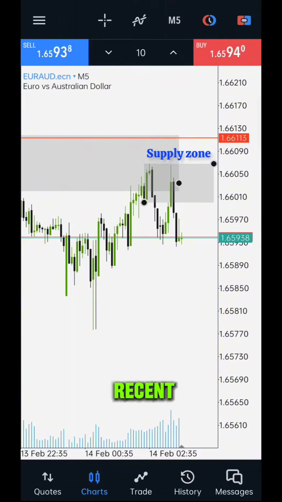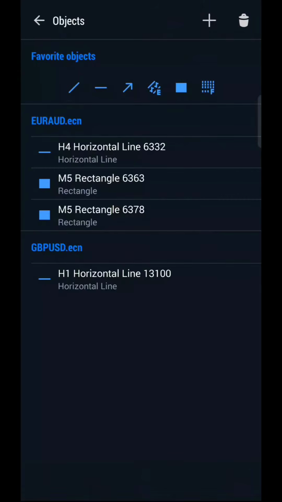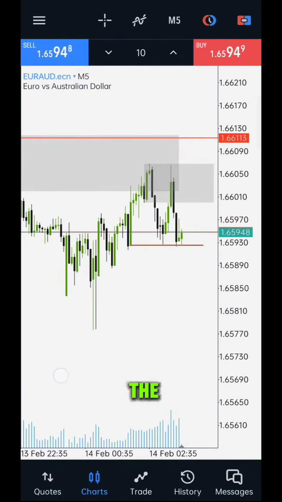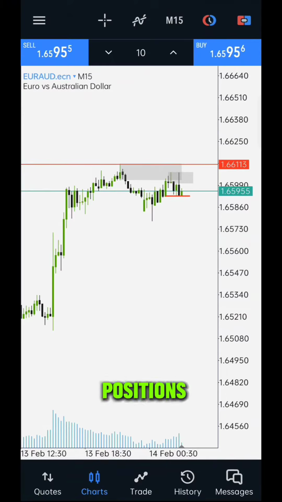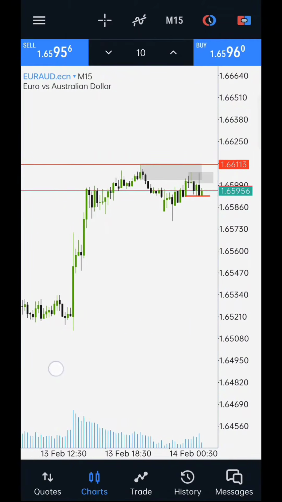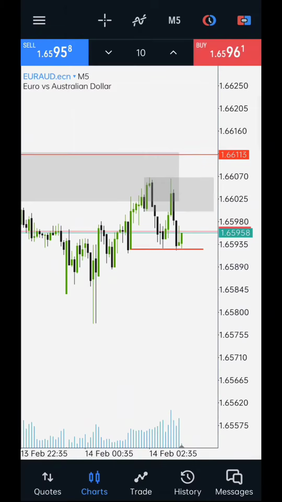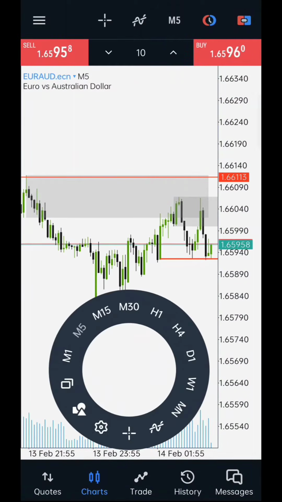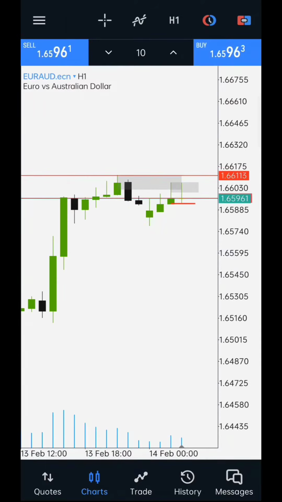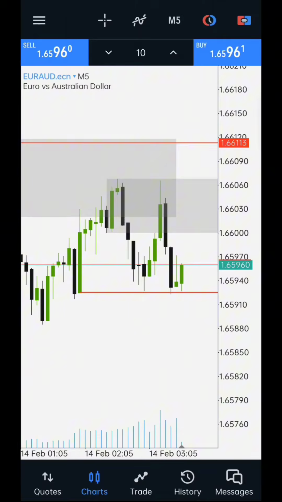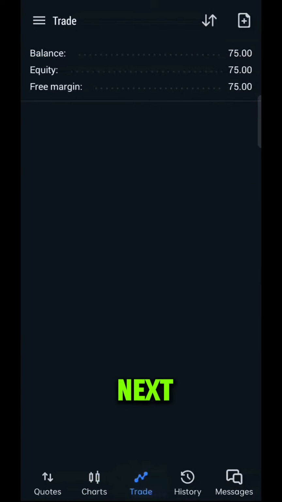This is another recent supply zone. Now, I'll wait for the change of character in a shorter time frame. If it breaks the lower low, I'll start taking positions from this area. So let's see what happens next.